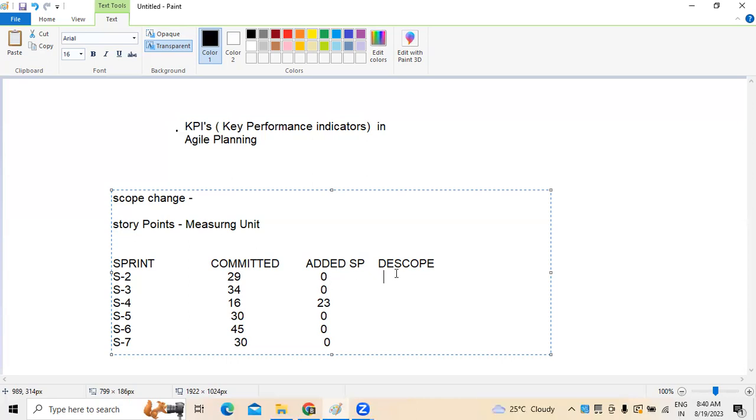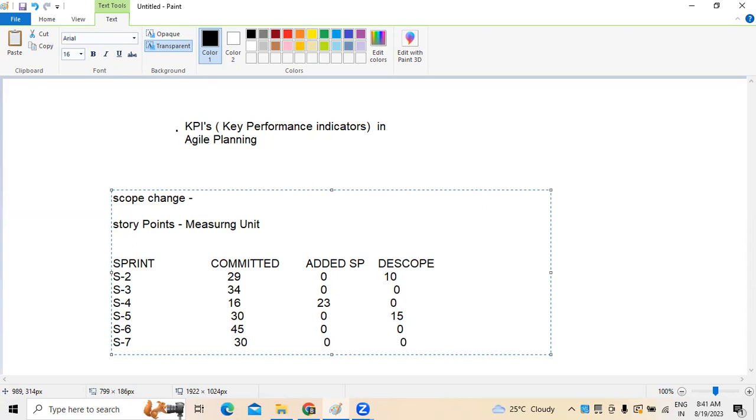Added was 0 here, but the removed story points in the second sprint were 10. Whereas in the next case, it was 0. Even in the third case, there was no descope. Descope means whatever we have removed, which is also 0 here. But here, descope was 15, right? So 15 story points were removed from the sprint while we were working on it.